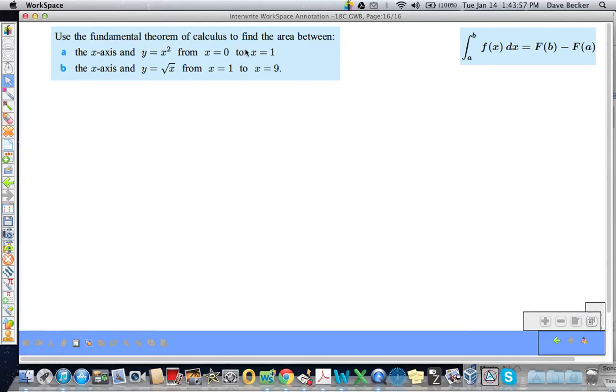Use the fundamental theorem of calculus to find the area between the x-axis and y equals x squared from x equals 0 to x equals 1. So let us do that. So here's what they're asking us to do.